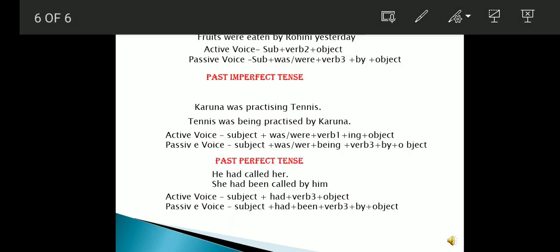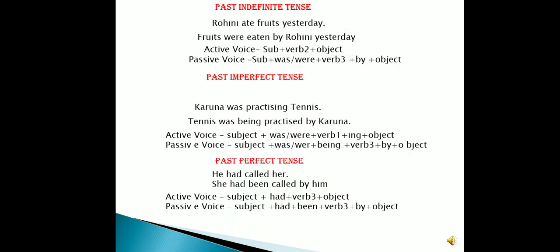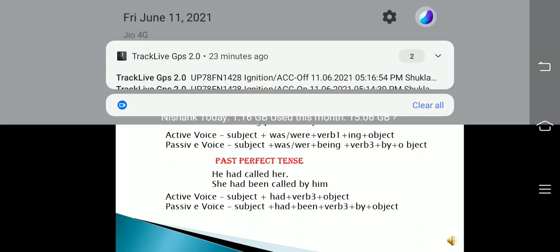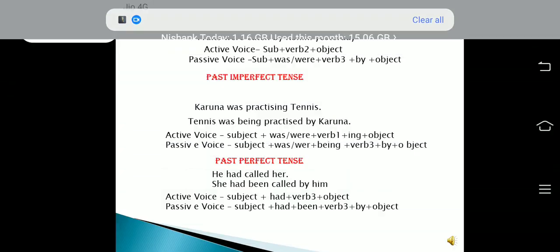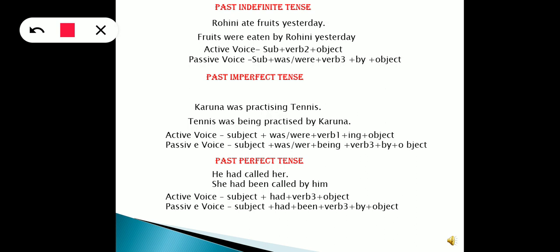And fruits, which is object in active voice, will become subject. The fruits were eaten by Rohini yesterday. By we placed before object, and helping verb, as I told you, with past indefinite tense was and were will be used. ठीक है, so fruits is plural, so we will use plural verb, and plural is were.